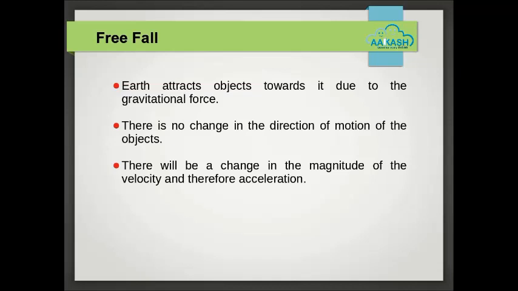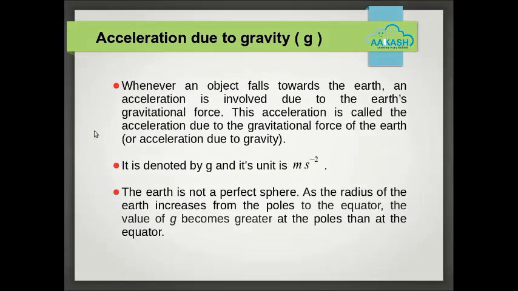During free fall, there is no change in the direction of motion of the objects, but there will be a change in the magnitude of the velocity and therefore acceleration of the objects. Let us know what is acceleration due to gravity. Whenever an object falls towards the earth, an acceleration is involved due to the earth's gravitational force. This acceleration is called the acceleration due to the gravitational force of the earth, or acceleration due to gravity. It is denoted by g and its unit is m s minus 2.